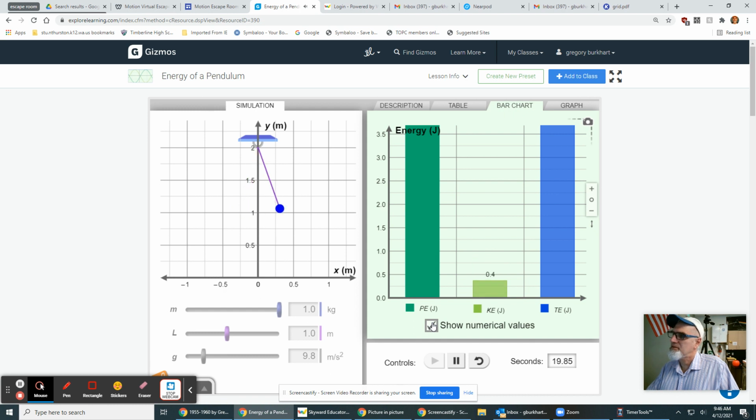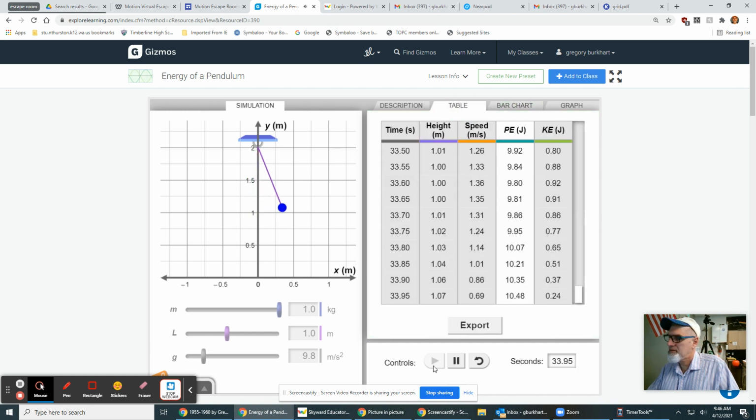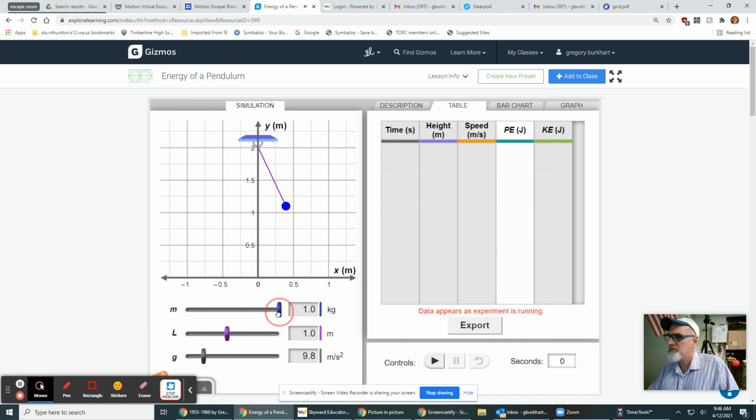Basically, I can also look at this chart here. Does the kinetic energy change? Well, that's not going to tell me the speed. When is it going fastest? Okay, so we have to go back over here. Let's change the mass, sorry, to less. Let's make it a lot less.